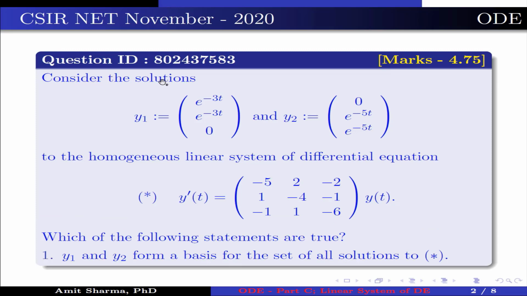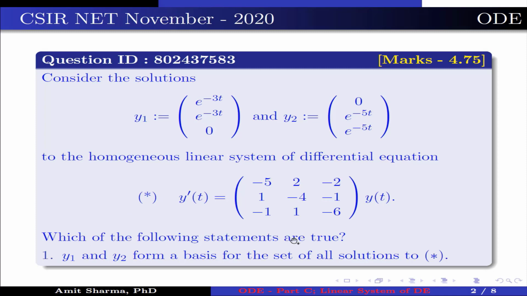Question is, consider the solution y1, which is a column vector having elements e to the power minus 3t, e to the power minus 3t, 0. And y2 is a column vector having elements 0, e to the power minus 5t, e to the power minus 5t, to the homogeneous linear system of differential equation y dash t equals a 3 cross 3 matrix having elements minus 5, 2, minus 2, 1, minus 4, minus 1, minus 1, 1, minus 6 into y of t. It is represented by star.